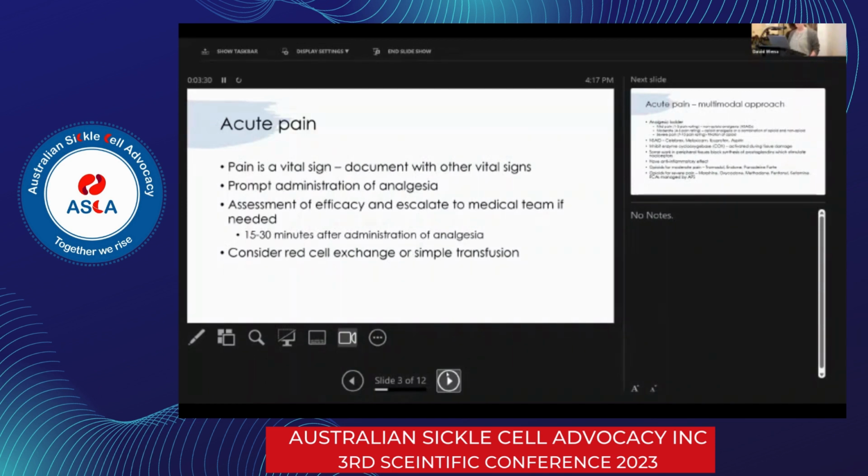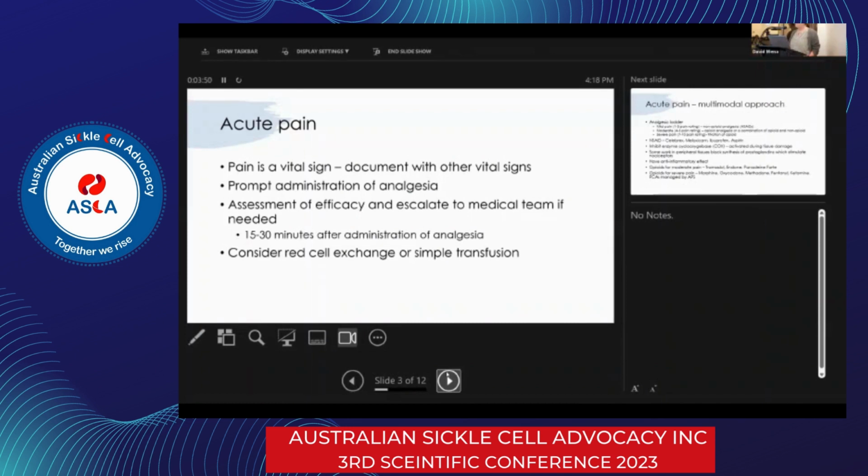Pain is a vital sign. So when you're nursing a patient on the ward, it should be included with all your other vital signs that you do regularly, your blood pressure, temperature, and so forth. So it's important to include that, how much pain have they got at the time that you're doing the obs, for example, just to keep a record of how they're going throughout the day.